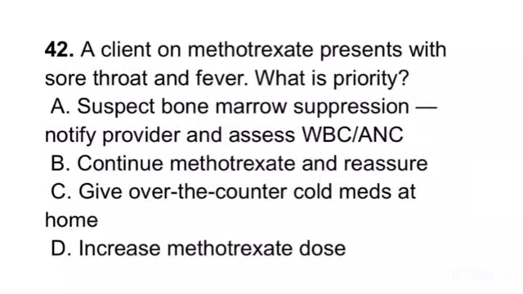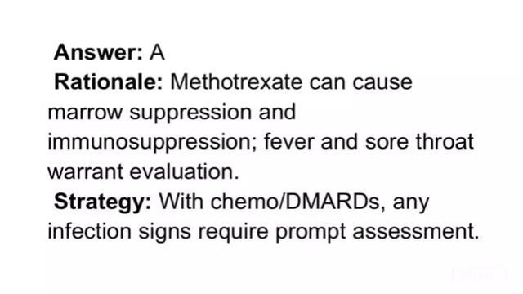42. A client on methotrexate presents with sore throat and fever. What is priority? A. Suspect bone marrow suppression, notify provider and assess WBC/ANC. B. Continue methotrexate and reassure. C. Give over-the-counter cold meds at home. D. Increase methotrexate dose. Answer, A.